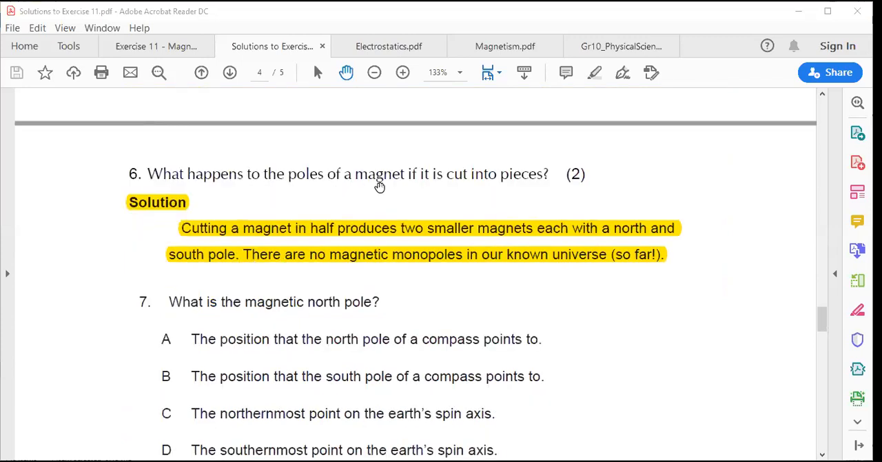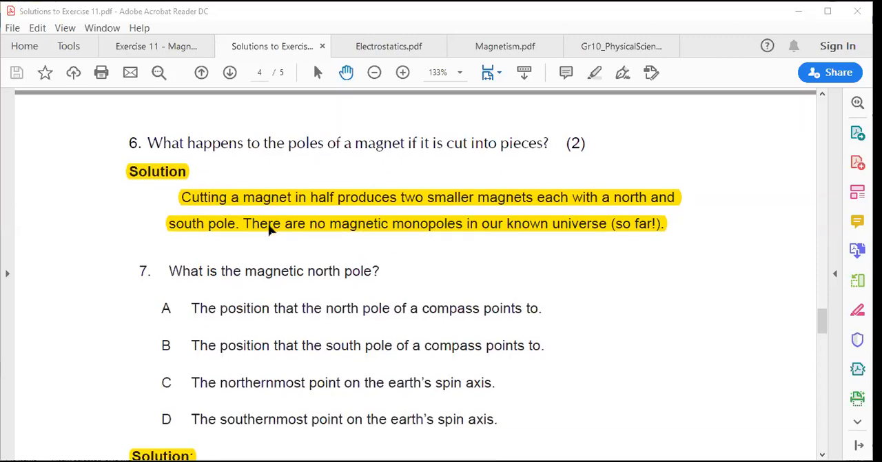What happens to the poles of the magnet if it is cut into pieces? All right. Solution: cutting a magnet in half produces 2 smaller magnets, each with a north and a south pole. There are no magnetic monopoles in our universe so far. So when you cut a magnet into 2 pieces, because of the domains in the magnet, you still have your north and your south. So that's the answer there.